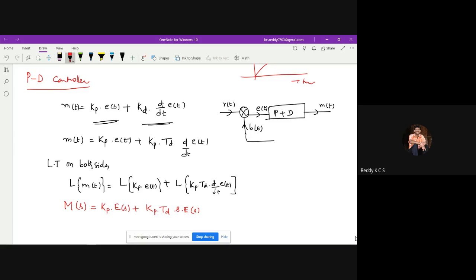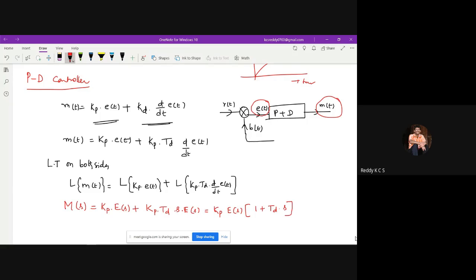So this is the transfer function of this controller. As I told, the transfer function is the Laplace transformation of output divided by the Laplace transformation of input. The Laplace transformation of output is M of s, and the Laplace transformation of input is E of s. So I can take out Kp and E of s common in this equation. Kp into E of s is common, so I'll get 1 plus Td into s.